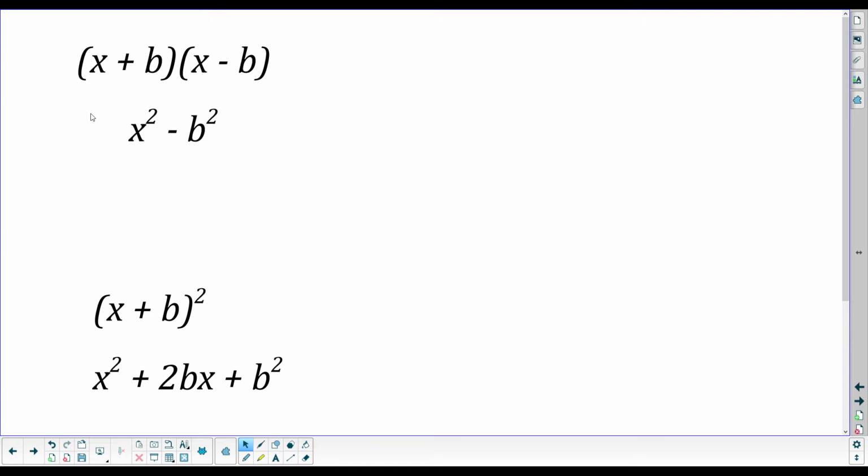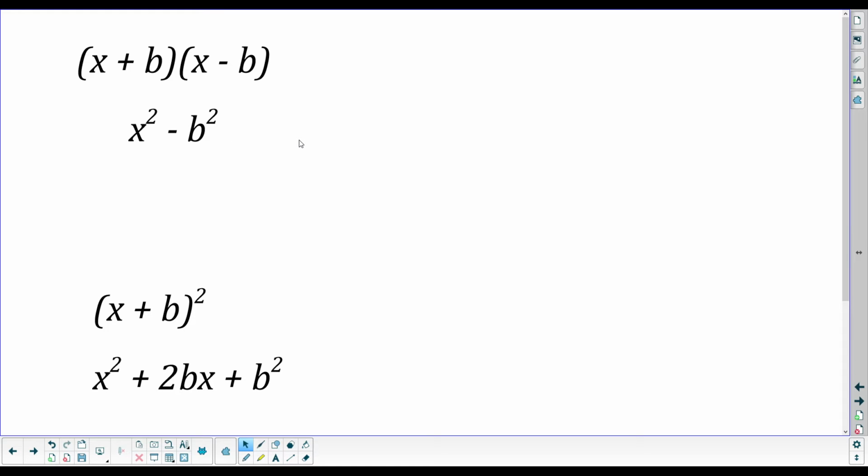The first one is called the difference of squares. What we're looking for is when we have two binomials that are exactly the same. The only difference is that one has a positive in the middle and one has a minus in the middle. So the x part will be the same, the second part will be the same, and the only thing that's different is that one has a negative b value and the other has a positive b value.